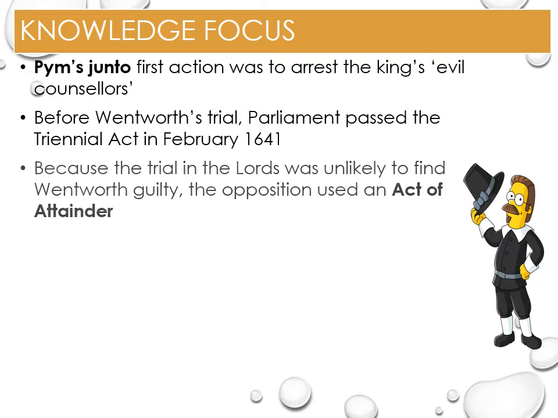By April, it became clear to Pym that any trial of Wentworth was unlikely to find support in the House of Lords. Pym arranged for the use of an Act of Attainder, an act that declared an individual a traitor and disinherited their family.